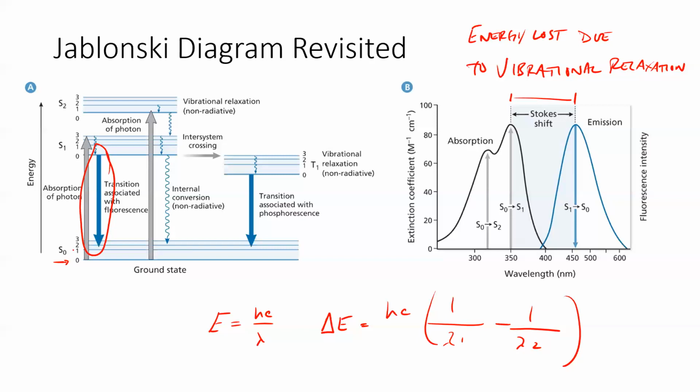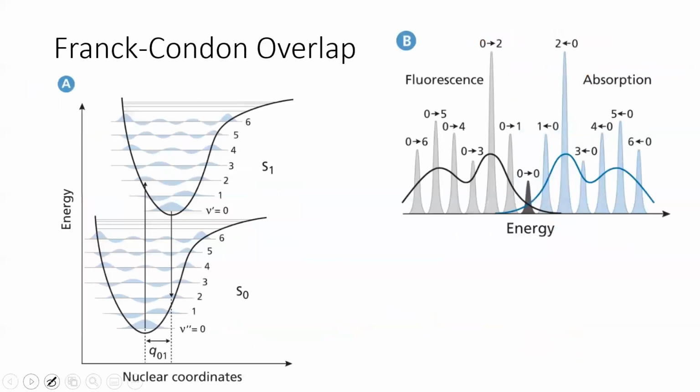So that's the Jablonski diagram. Again, we're interested in this S1 to S0 transition. And we get what's sometimes called the mirror image rule. If we look here at part B of this image from our text, you can see that these really are pretty much mirror images of each other, the absorption and the emission spectrum. Again, absorption in black, emission in blue.